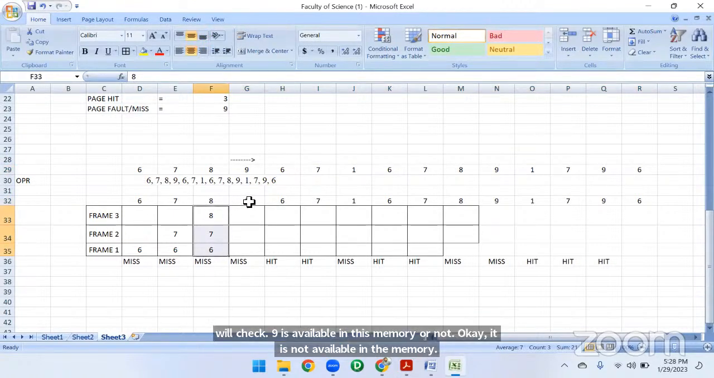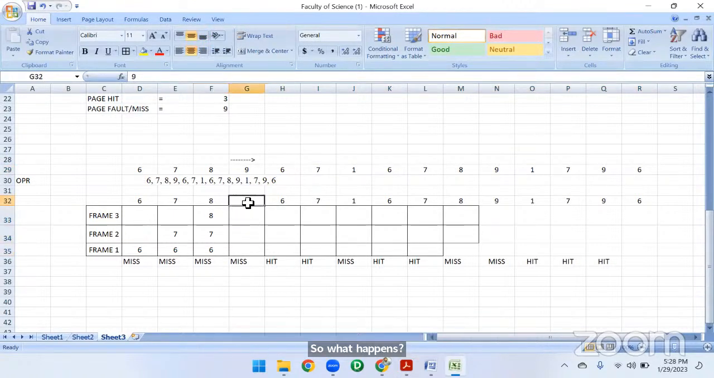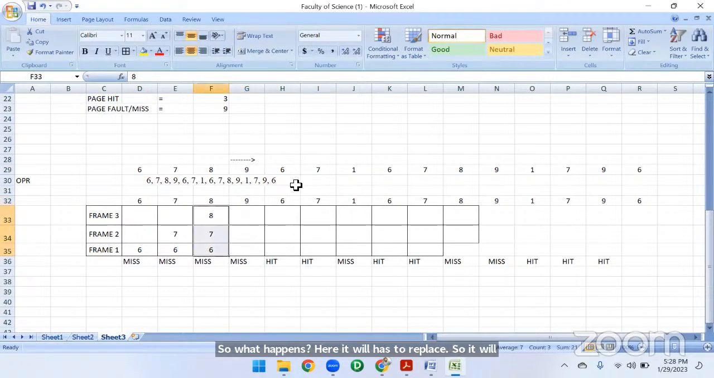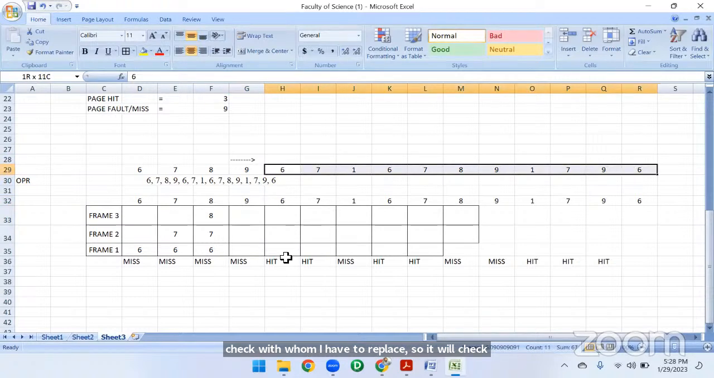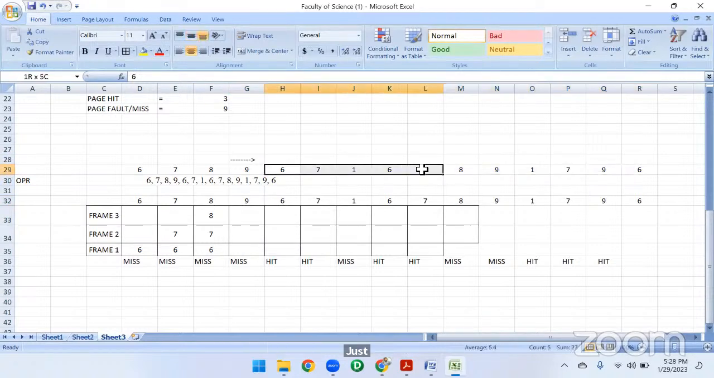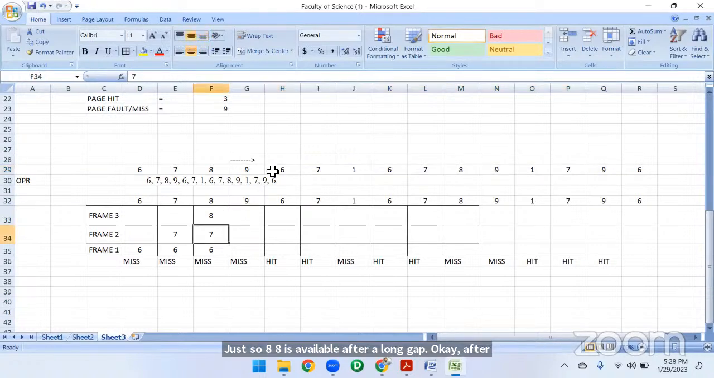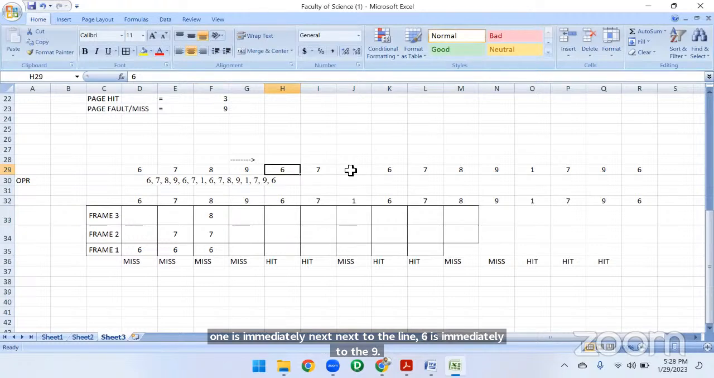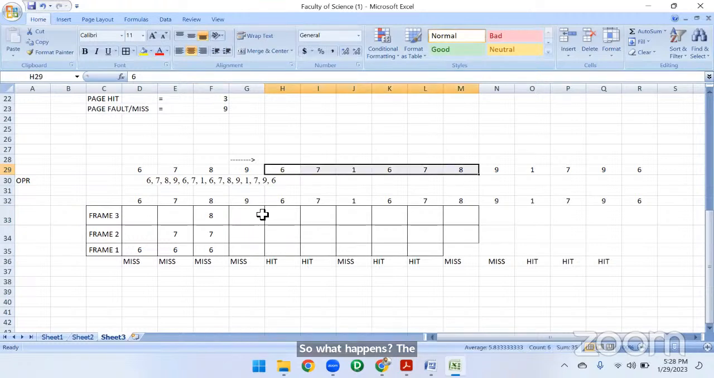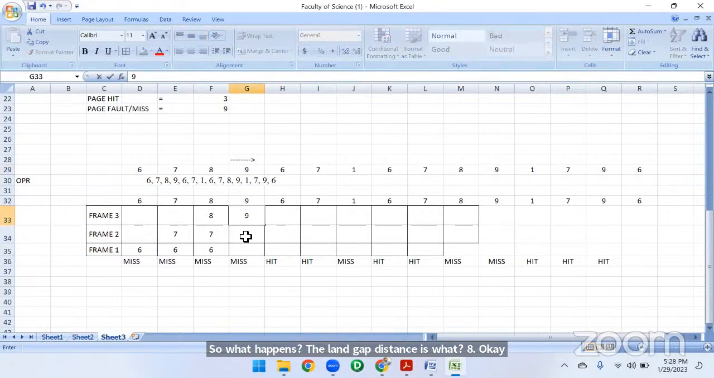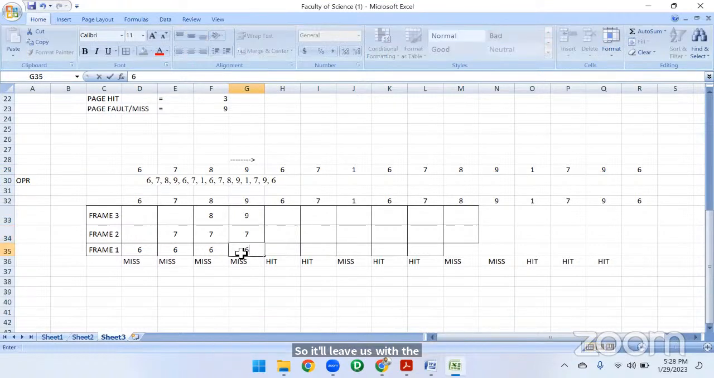So what happens here, it will have to replace. So it will check with whom I have to replace. So it will check with these three values in the future pages. So 8 is available after a long gap. Okay, after between is some gap, right, after 4 to 5 steps, 4 to 5 periods. Next 7 is immediately next to the 9. 6 is immediately to the 9. So what happens, the long gap distance is what, 8. Okay, so it will replace with the 8. Okay, it is going to replace with the 8.